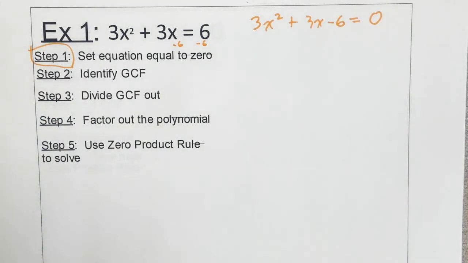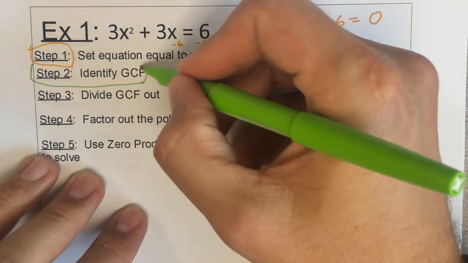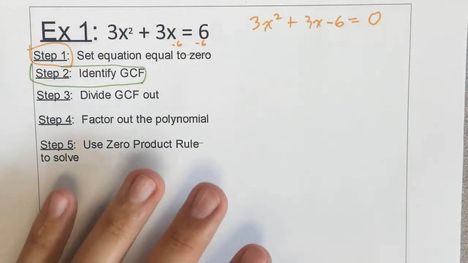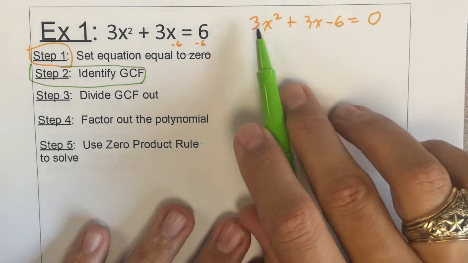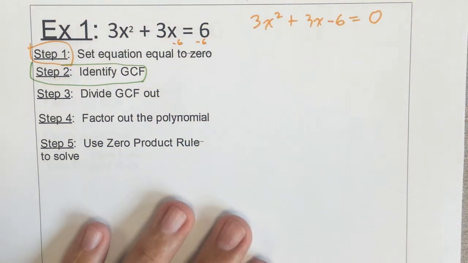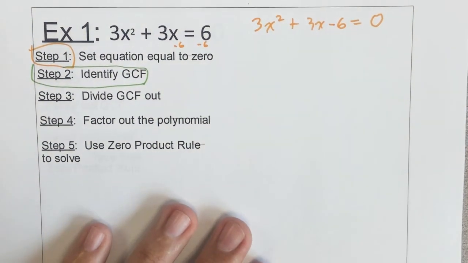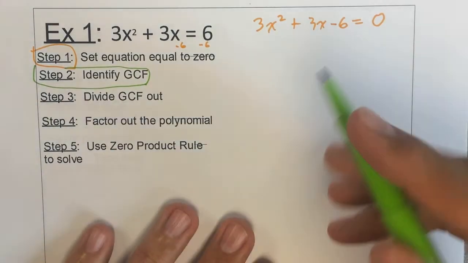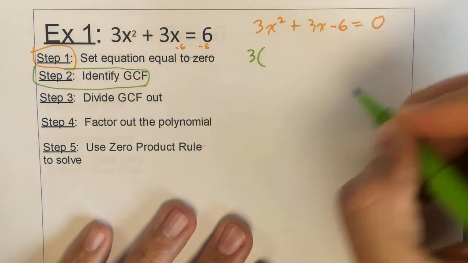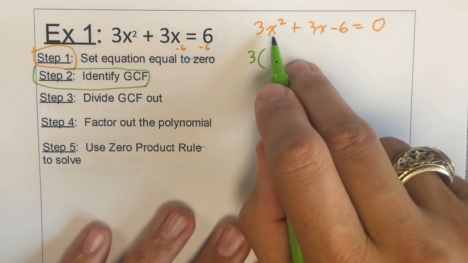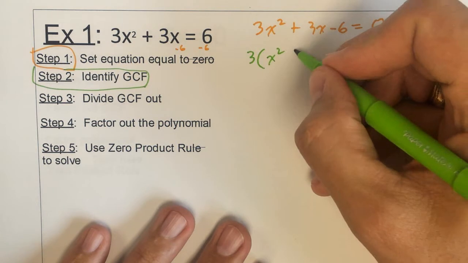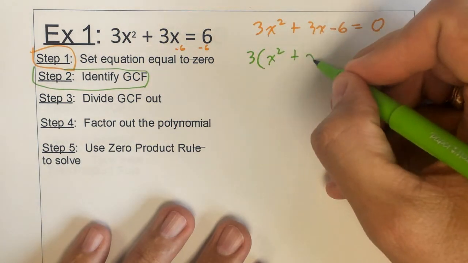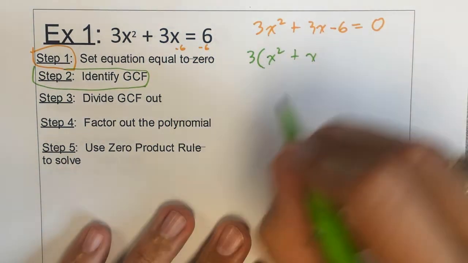Step number 2. We want to identify the GCF if there is one. There may or may not be one. This one, I look at the numbers, 3, 3, 6. It should be fairly obvious to us at this point that 3, 3, and 6 have a 3 in common. 3 times what gets us 3x squared? That's just x squared. 3 times x squared is 3x squared. Here I just need an x. 3 times x is 3x.